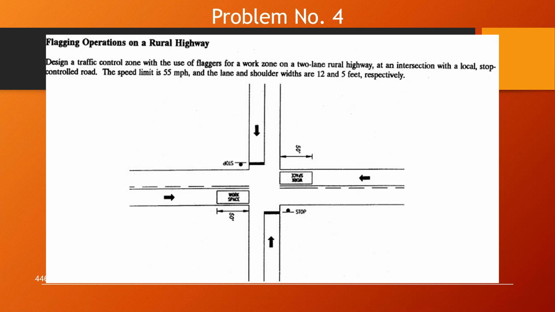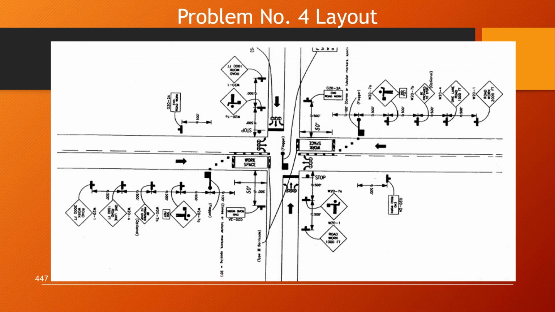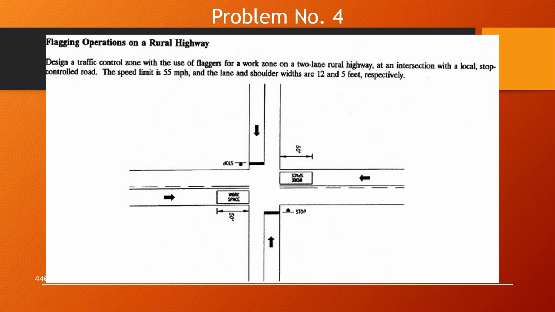And then we have an intersection in a rural area. Let's check it out. So this is a little bit tougher for you. So it says design a traffic control zone with the use of flaggers for a work zone on a 2-lane rural highway at an intersection with a local stop controlled road. So that's an important element of this. It's a 2-way stop, not a 4-way stop. And as you can see where the work zones are located at this intersection.